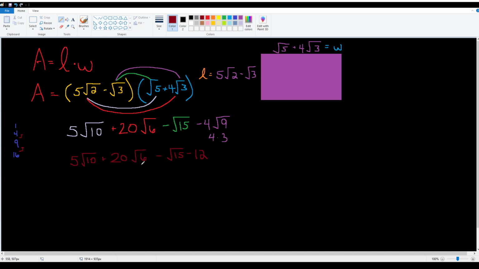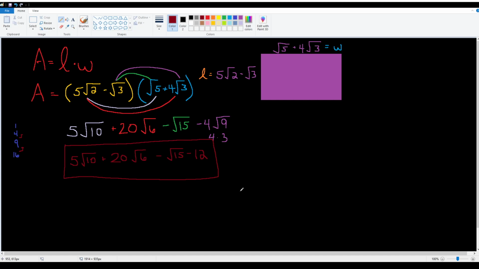So now I just have to look here and say, is there anything that I can add together? Are any of my radicals the same? Well, the answer to that is no. I have a radical 10, a radical 6, and a radical 15, so I can't combine any of them. We just showed that we can't simplify any of those either, so that would be my final answer.